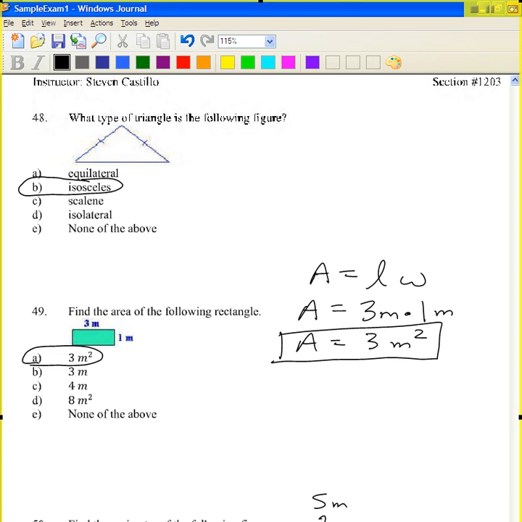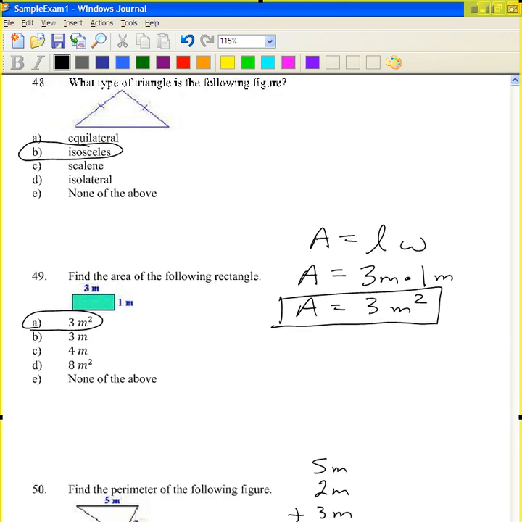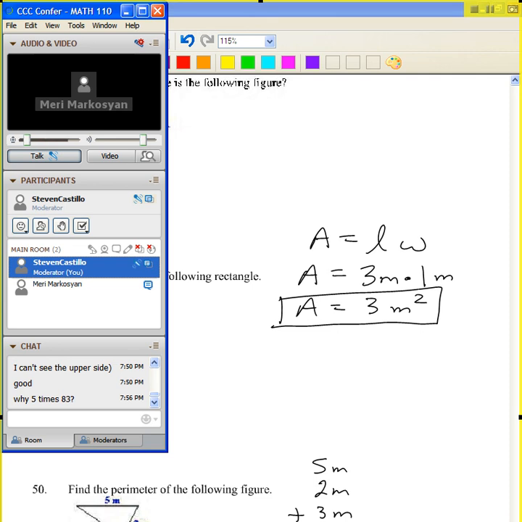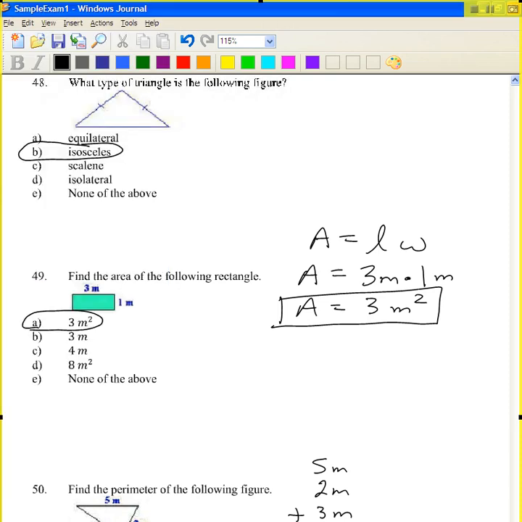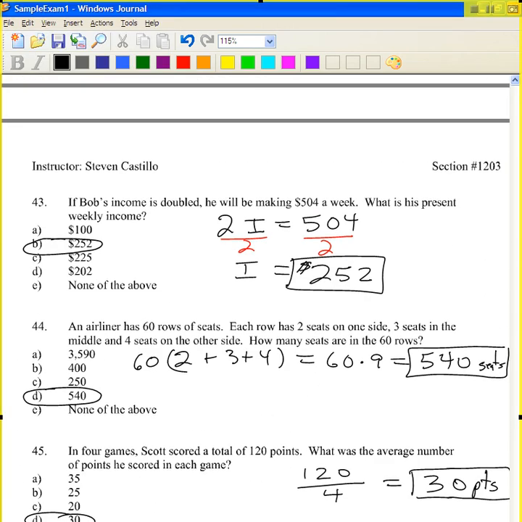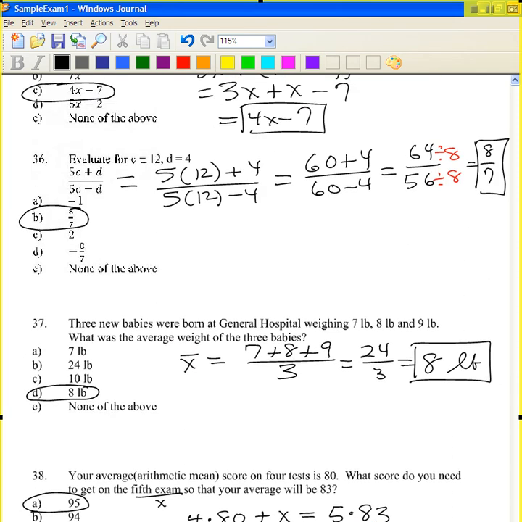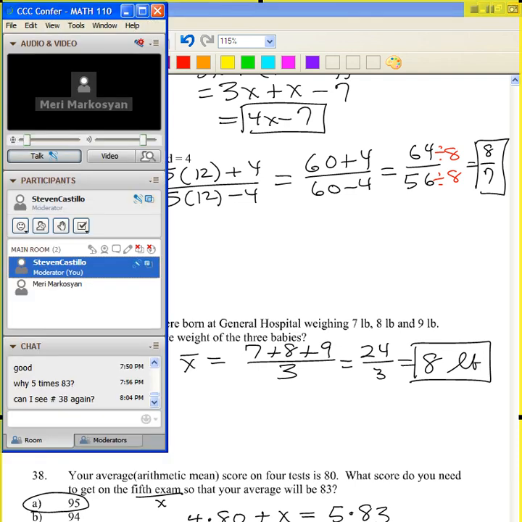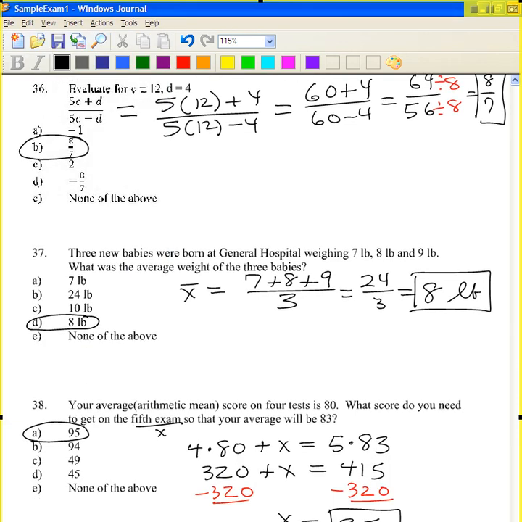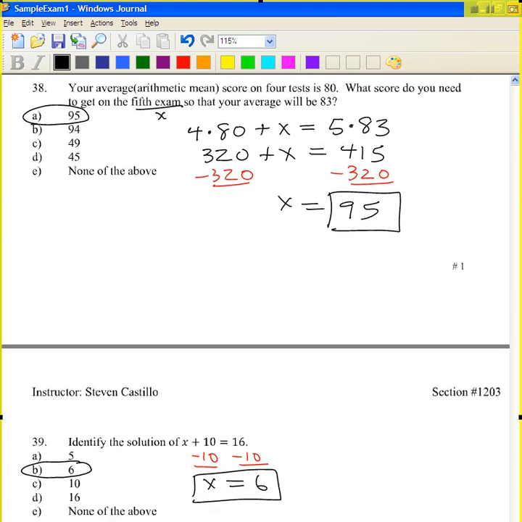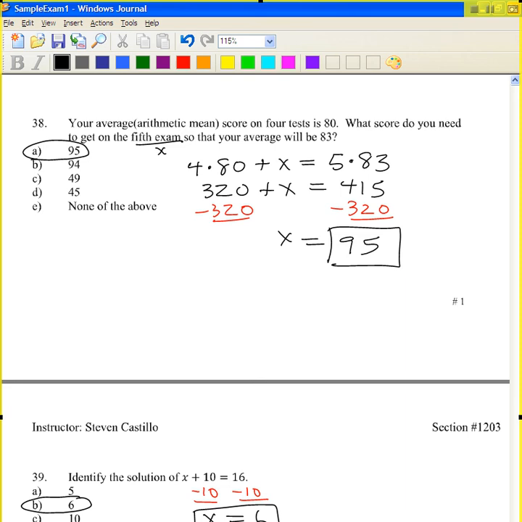Oh, and that's it. That's all 50 questions. Any questions? Oh, why 5 times 83? Now I didn't see that one. 5 times 83. 1 second. I missed that. And 38. Okay. Oh, here's number 38. Oh, I did answer that question. Why the 5 times 83? Yes, I did answer that question.